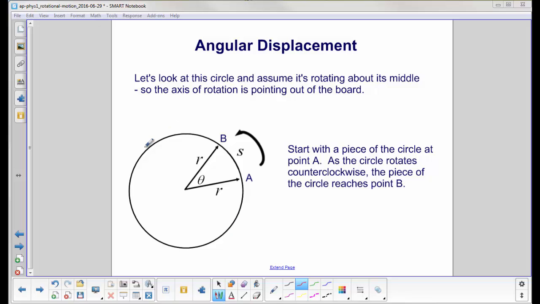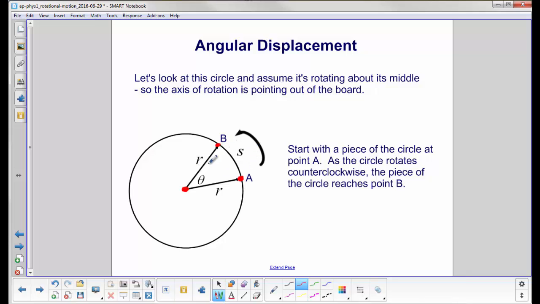We have a circle here, and we're going to say the axis of rotation is right here pointing out of the board, so the circle is rotating this way around its axis of rotation. Start with a piece of the circle at point A. I have a little point right here on the circumference of the circle, and we're going to rotate it counterclockwise. So point A, whoever was here, let's say it's a bug or something, is now at point B.